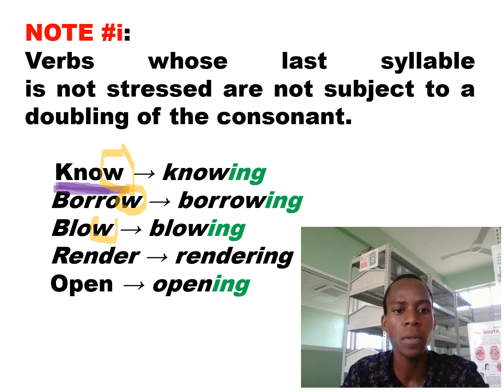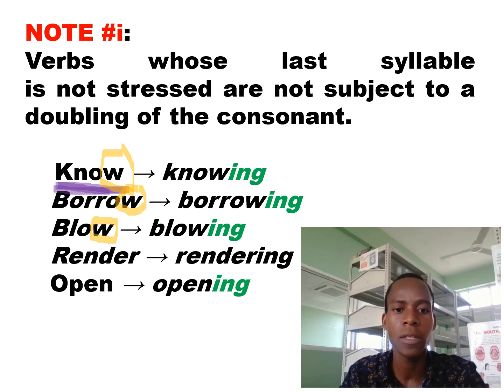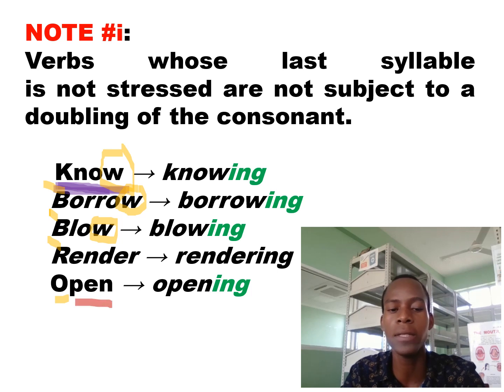Blow, it is not stressed at the end. Render. We don't say render with the stress on the end, no, we say render. So this is not stressed. Re is pronounced louder. We say better. And we have open. Open. The O is stressed, not pen. If we said open with the emphasis on pen, then the stress could be there. But in reality, in the word open, the stressed syllable is O.